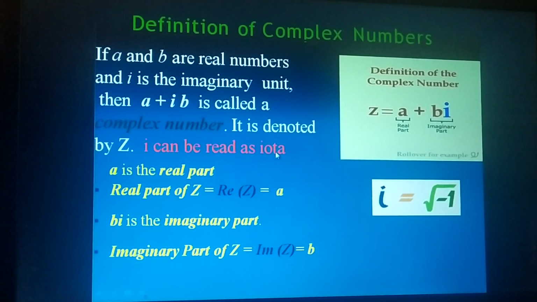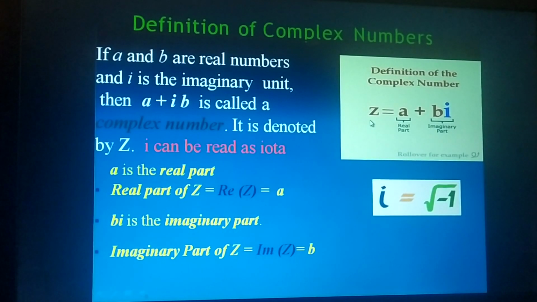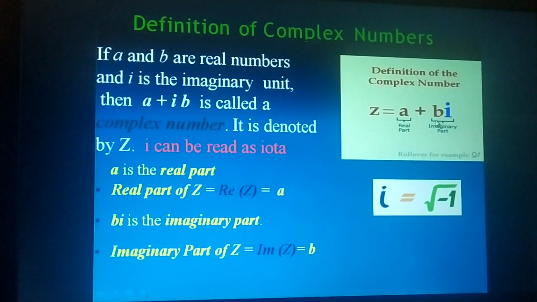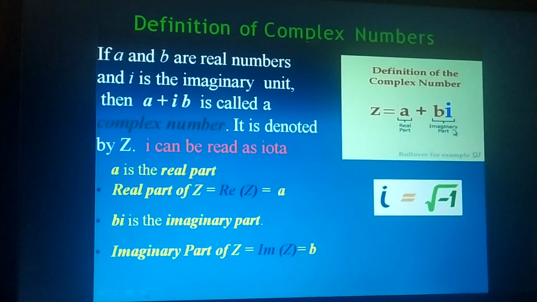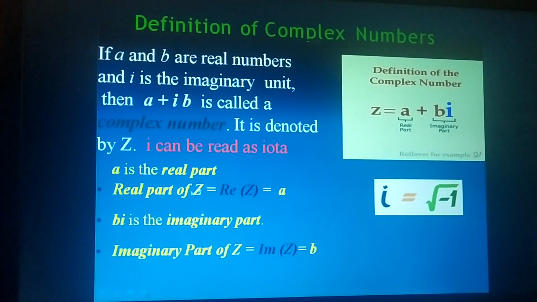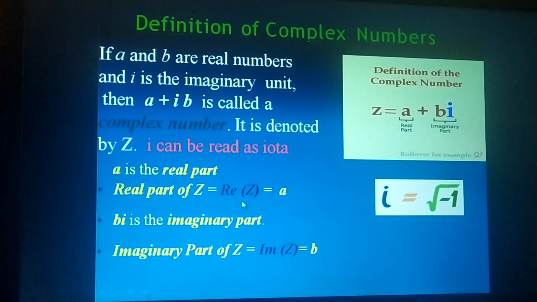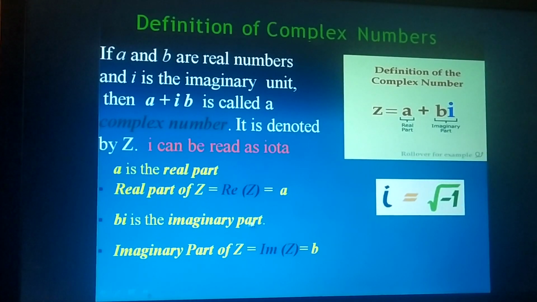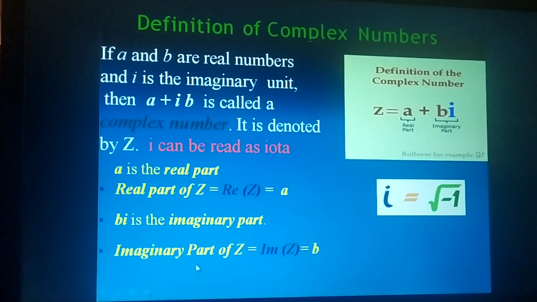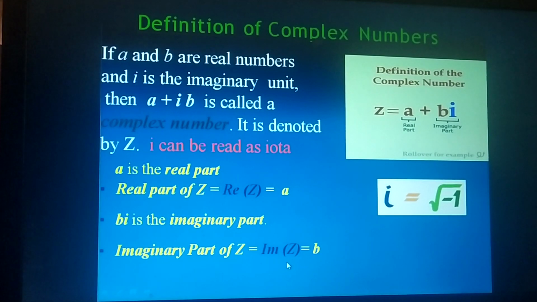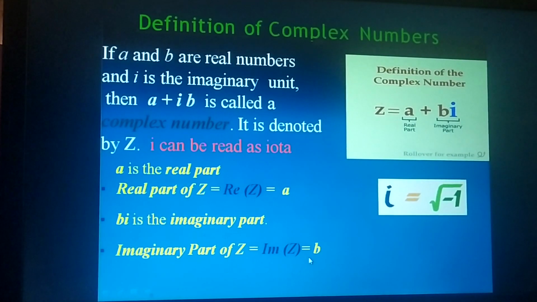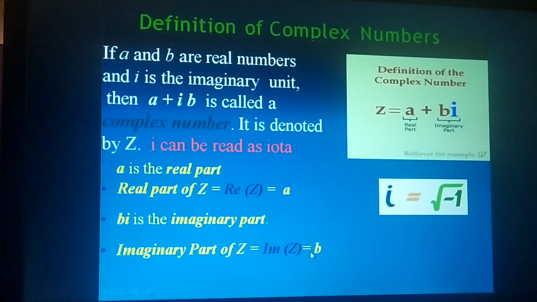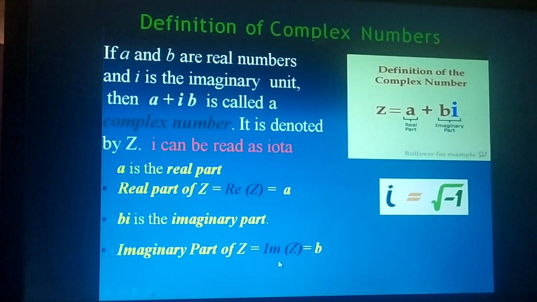i can be read as iota. z is equal to a plus ib. a is the real part, bi is the imaginary part. a is the real part, so the real part of z can be written Re of z is equal to a. b is the imaginary part, so the imaginary part of z is Im of z is equal to b.